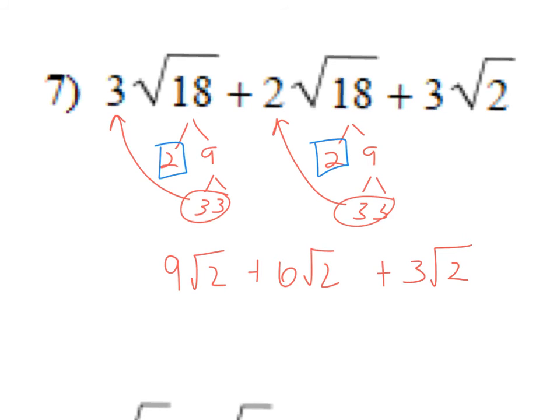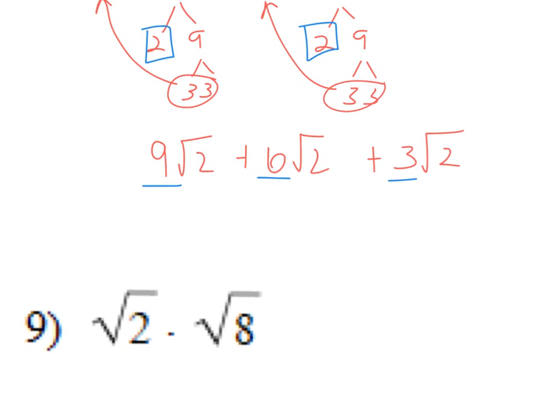So now we're going to add up like square roots. So I'm going to take the 9 plus the 6 plus the 3. So 9 plus 6 is 15. Plus 3 more will be 18 root 2.